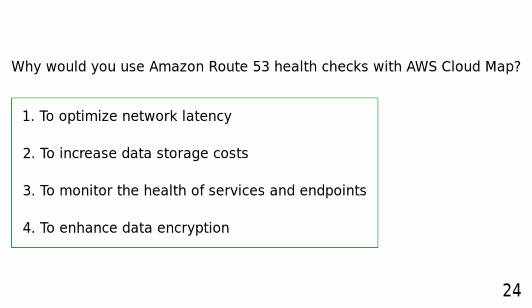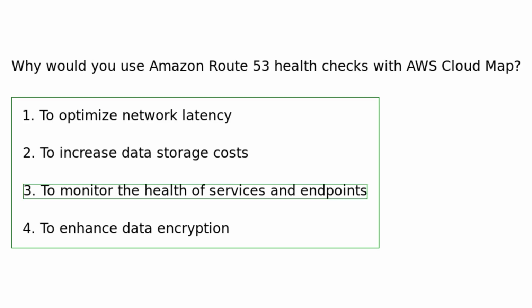Why would you use Amazon Route 53 health checks with AWS Cloud Map? To optimize network latency. To increase data storage costs. To monitor the health of services and endpoints. To enhance data encryption. Amazon Route 53 health checks with AWS Cloud Map allow you to monitor the health of services and endpoints, ensuring that only healthy resources receive traffic and improving the reliability of the system.